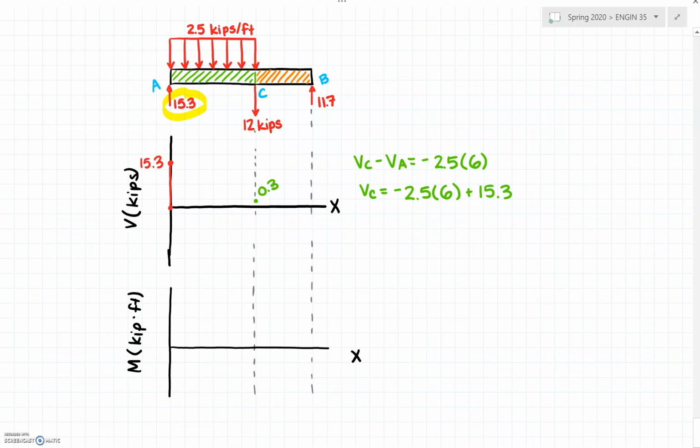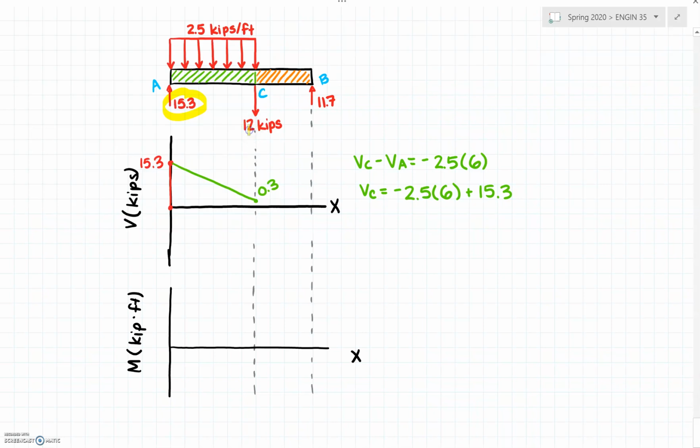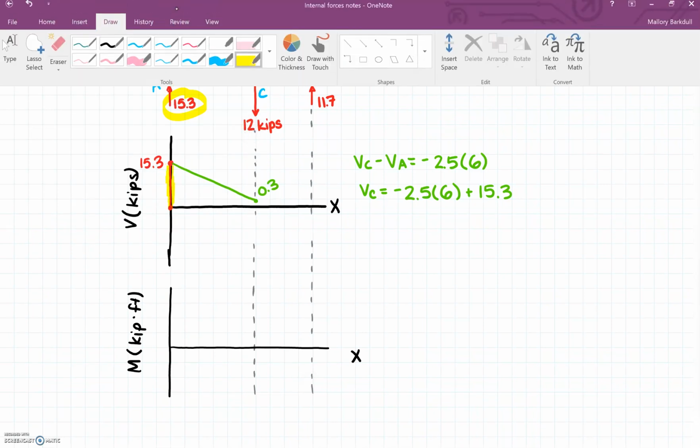So it's going to be 15.3 minus 2.5 times 6, and that gives me 0.3. Now because my distributed load is flat, it's straight across, my shear diagram is going to be linear. So I'm going to have a straight line going from 15.3 to 0.3. You might want to use a ruler here so it's nice and clear that that's a straight line. Also I'm going to highlight that this is what caused that. Let's kind of color code this.